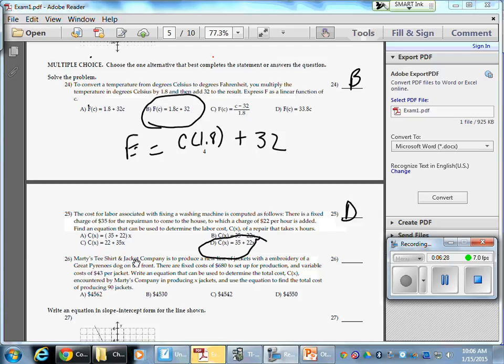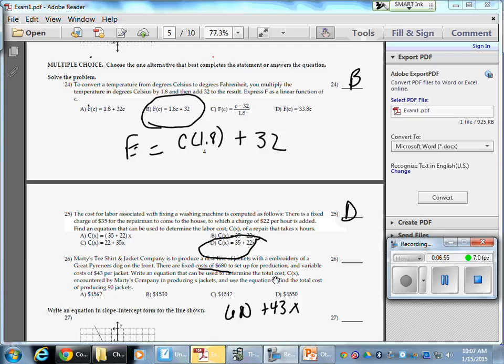26. Marty's T-shirt and jacket company is to produce a new line of jackets with embroidery of a Great Pyrenees dog on the front. There is fixed cost of $6.80 to set up for production and variable cost of $43 per jacket. Write an equation that can be used to determine the total cost. So I think the total cost would be $6.80 plus 43x, where x is the number of jackets.